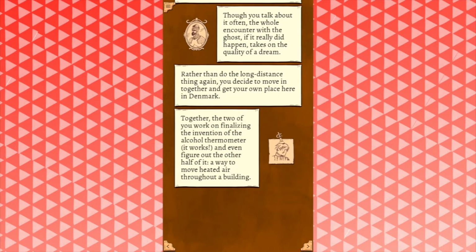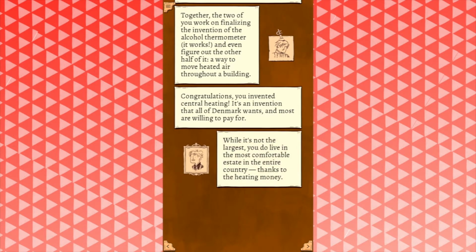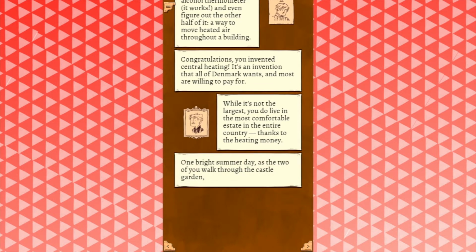Together, the 2 of you work on finalizing the invention of the alcohol thermometer, and it works. And you even figured out the other half of it, a way to move heated air throughout a building. Congratulations, you invented central heating. It's an invention that all of Denmark wants, and most are willing to pay for. While it's not the largest, you do live in the most comfortable state in the entire country. Thanks to the heating money, of course.